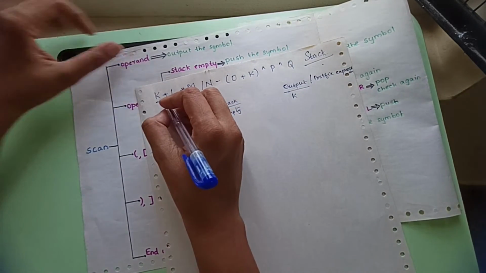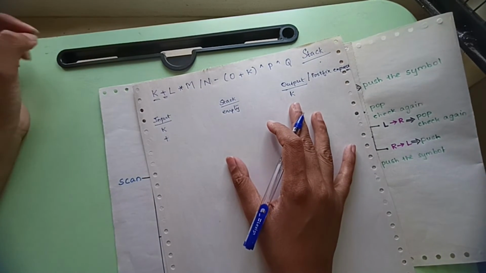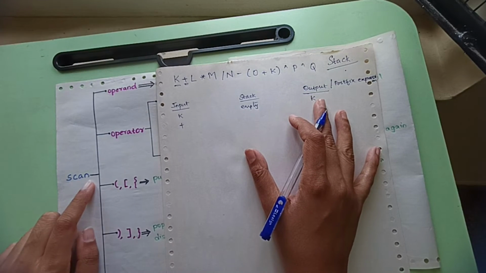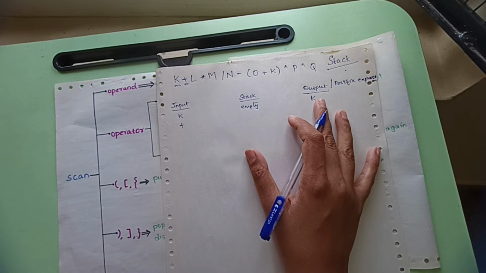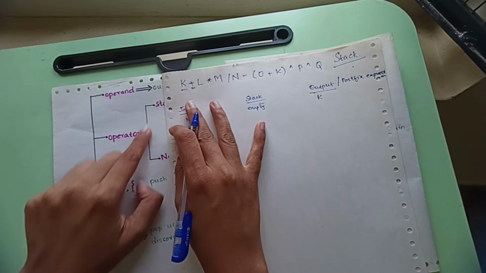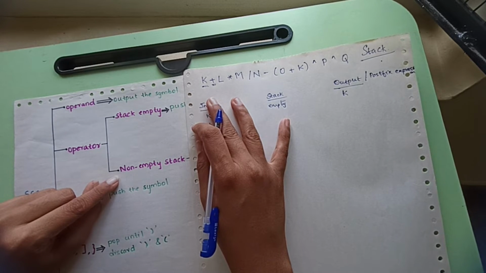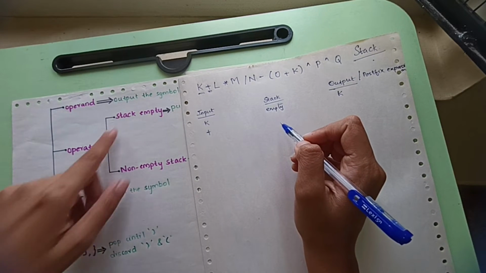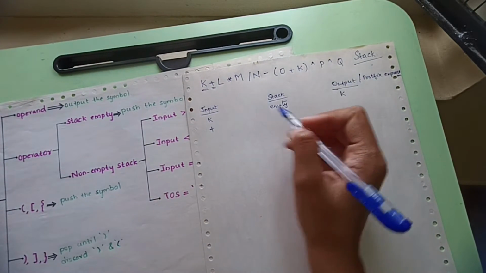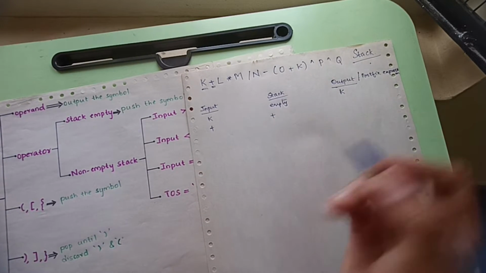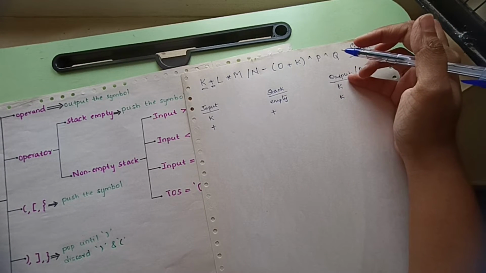Now read the next symbol. The next symbol we have is plus. So read plus. Now again we need to check whether this plus is an operand, operator, or any of these. It is an operator. There are 2 cases under operator. One is the stack is empty, the other is the stack is non-empty. Here the stack is empty, therefore we have to apply this rule: push the symbol. So plus we are pushing into the stack. And output remains just K. We are just writing this one below.